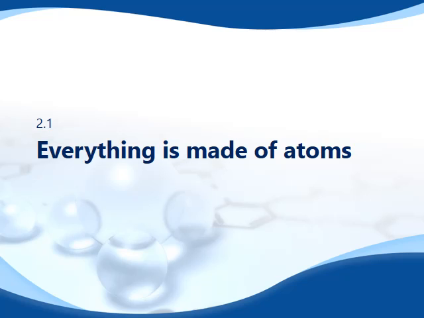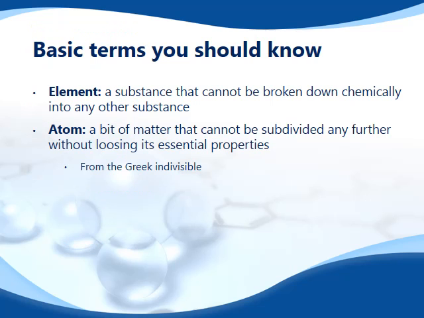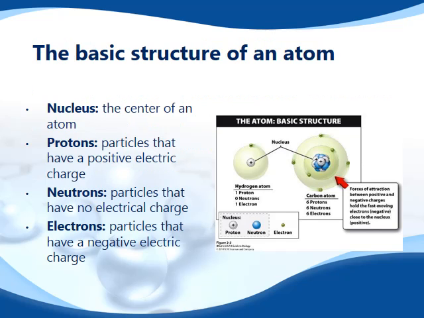Everything around us, living or not, is made up of atoms, the smallest unit into which material can be divided without losing its essential properties. An element is made of atoms. Atoms are composed of a nucleus and electrons. A nucleus contains protons and neutrons. An element is a substance that cannot be broken down chemically into any other substance. An atom is a bit of matter that cannot be subdivided any further without losing its essential properties. It is from the Greek for indivisible.